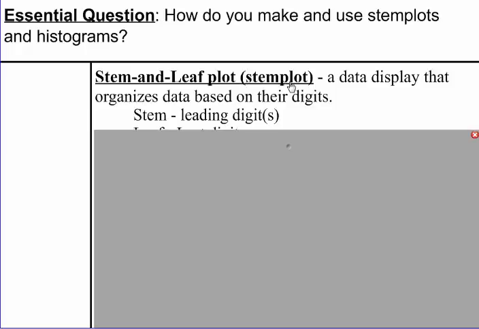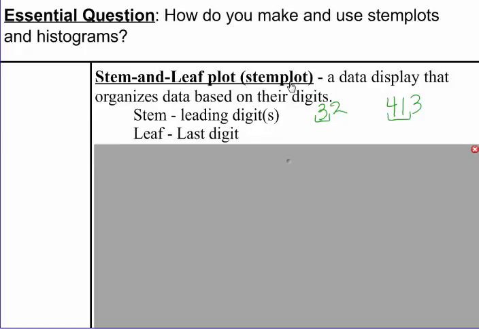First is the stem. The stem is the leading digits or digit of a number. So if it's a two-digit number like 32, the 3 would be in the stem. If it's like 413, it could be 41 that is in the stem. But it's the leading digit or digits of a number. The leaf is always the last digit of a number. So if you look at the two numbers I just wrote, 2 would be the leaf because it's the last digit of that number, or the 3 is what we call the leaf because it's the last digit of the number.